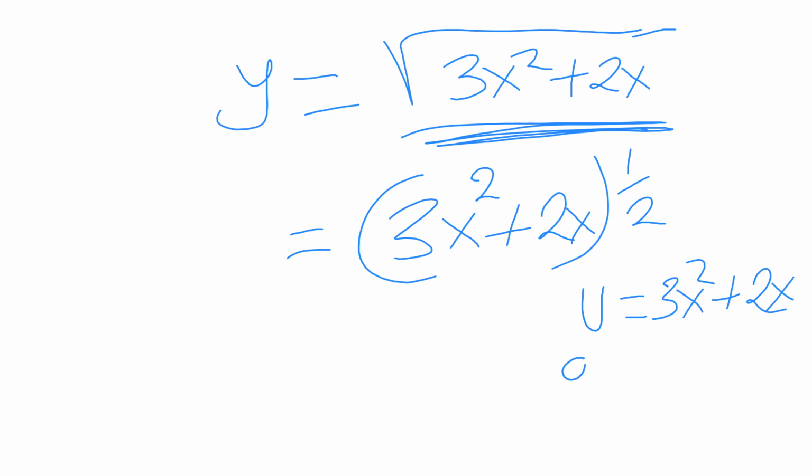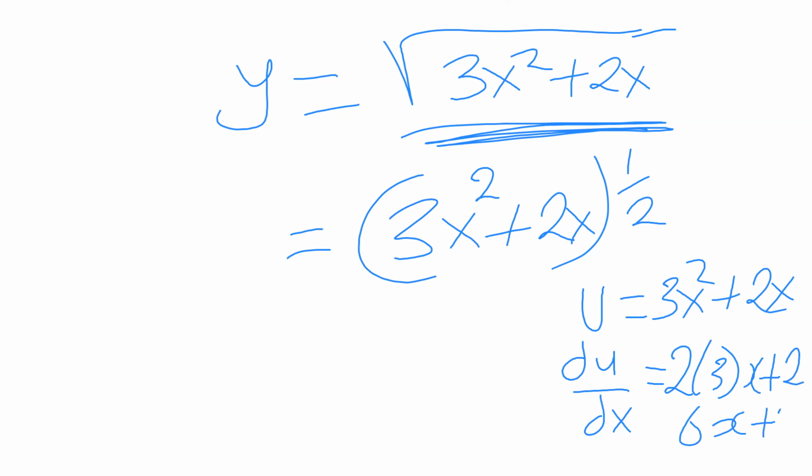Then we need the du over dx. What is du over dx? You drop the power, isn't it? You drop the power: 2 times this is 6, 2 times this 3x to the power 1, of course, plus 2. Okay, so this will give us 6x plus 2. Do you get it now?